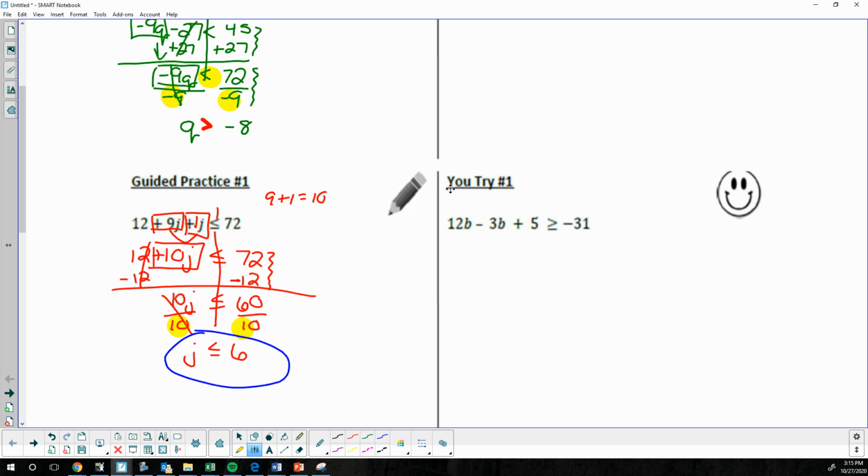Use this example so that you can try the You Try. Okay? Now you don't have these in your packet, so you can just take like the back of page 5 or something and copy these over and try them. You'll be able to submit your answer in the teacher made that I'm giving you.